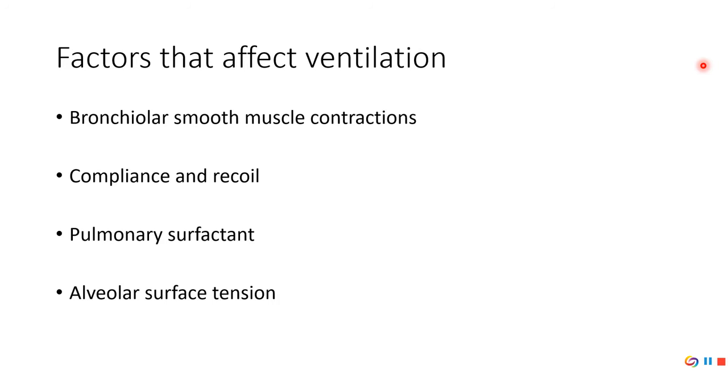So when it comes to ventilation, there are a few things that affect how easy ventilation occurs. So we've got smooth muscle contractions. Just think about the airways: are they dilated or are they constricted? We've got the concept of compliance, the fact that the lungs themselves are designed in a way that they want to recoil. Surfactant and surface tension. With each of these, I just want you to be able to identify, does this make it easier to get air in or air out?